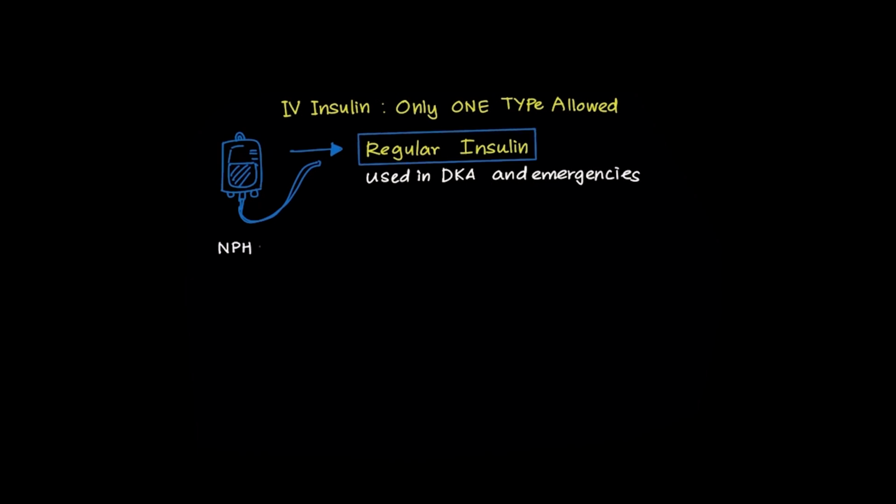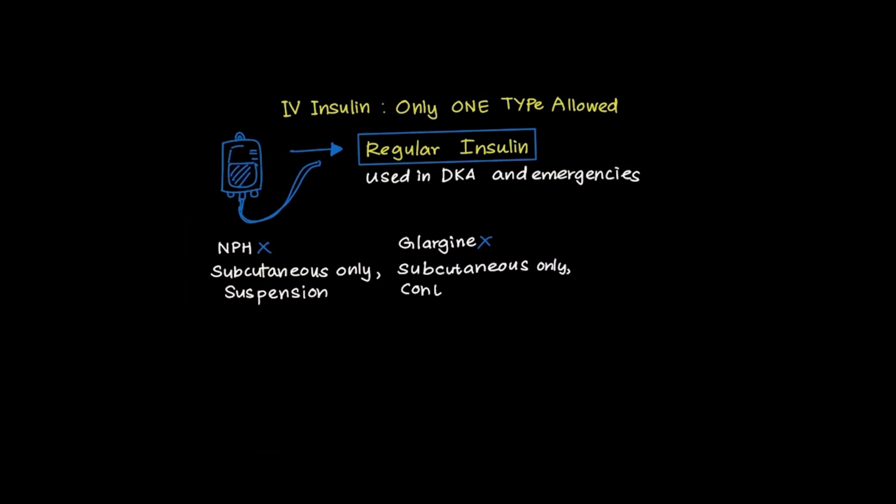NPH is an intermediate-acting insulin with a suspension that is designed only for subcutaneous injection. Pushing that into a vein could cause dangerous reactions. Glargine is long-acting with no peak, designed strictly for subcutaneous use. IV administration of glargine is contraindicated. Insulin Lispro is rapid-acting and used subcutaneously around meals, but it is still not the approved choice for IV delivery. Regular insulin is the one and only.